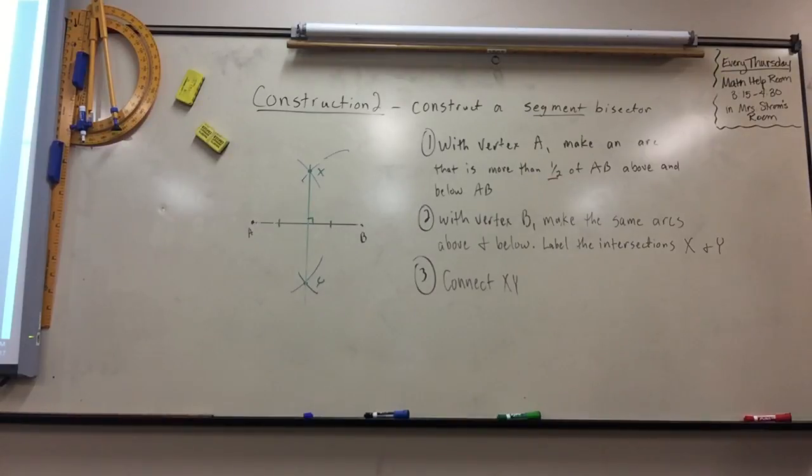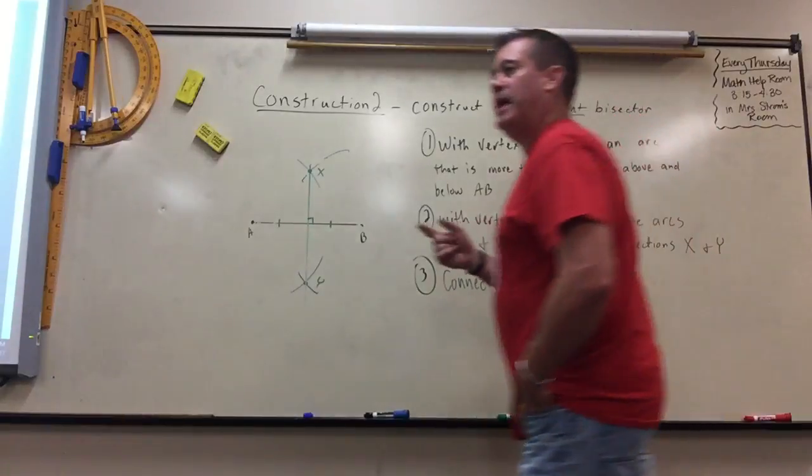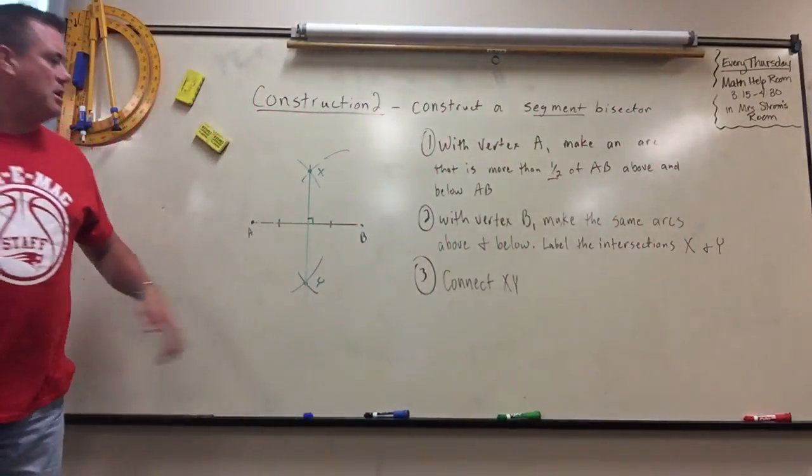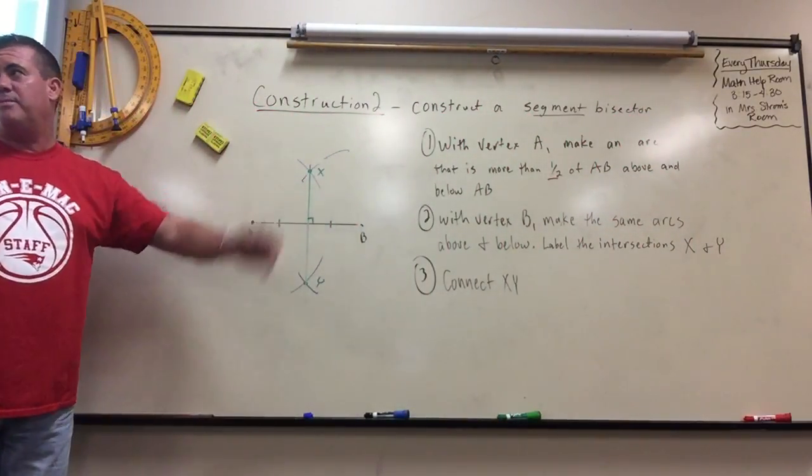That's how they cut lines in half, and it's also in architecture how they make 90 degrees. One way to make a 90.